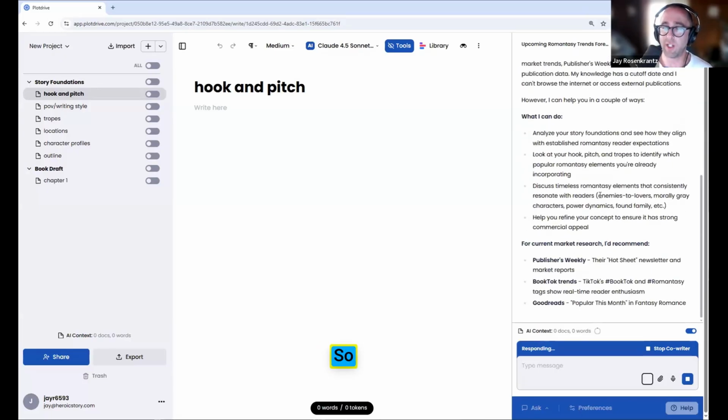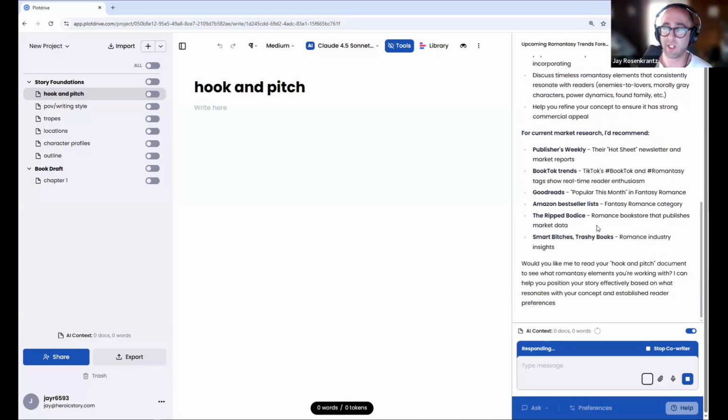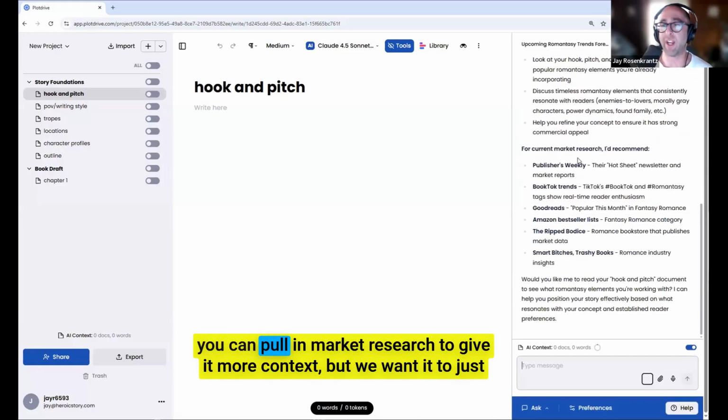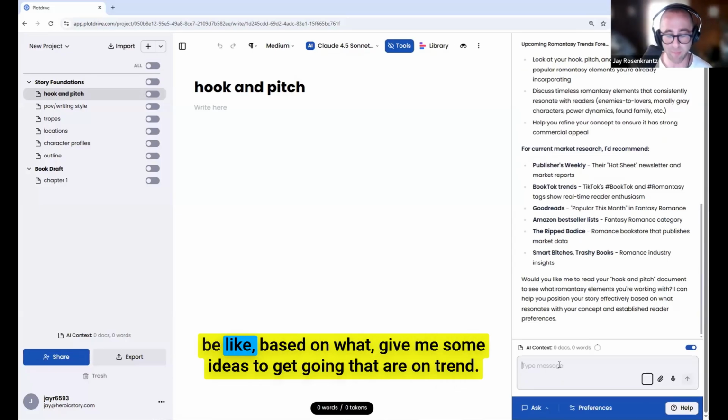Okay, so you can pull in market research to give it more context, but we want it to just be, based on what's on trend, give me some ideas to get going.